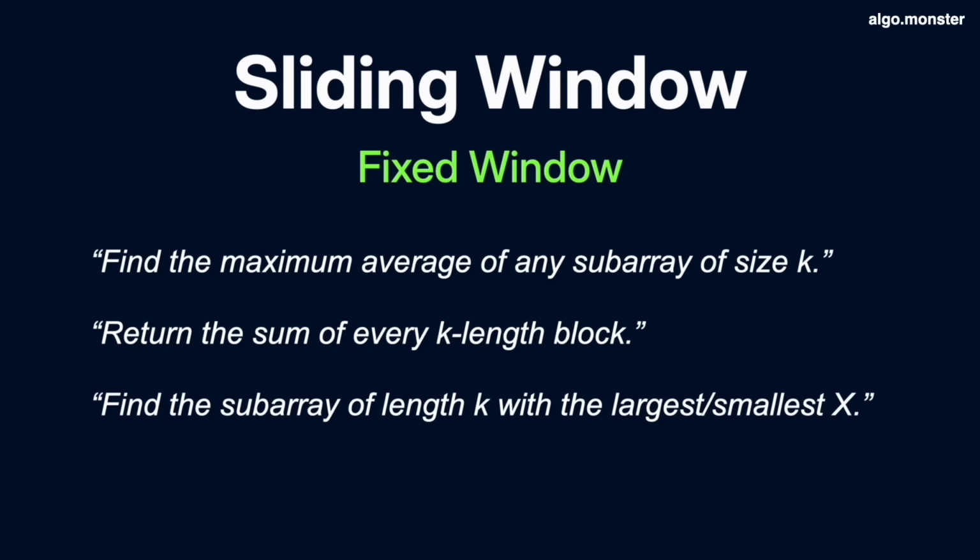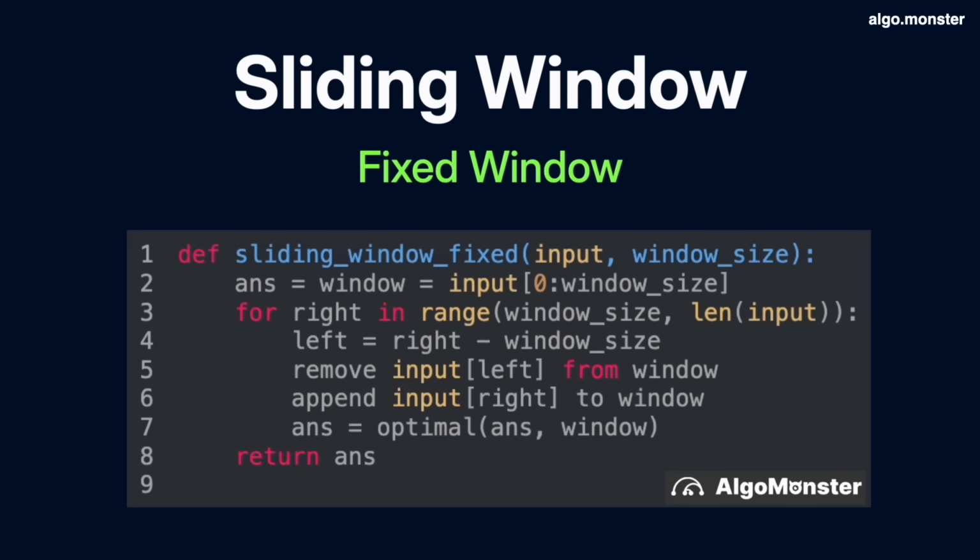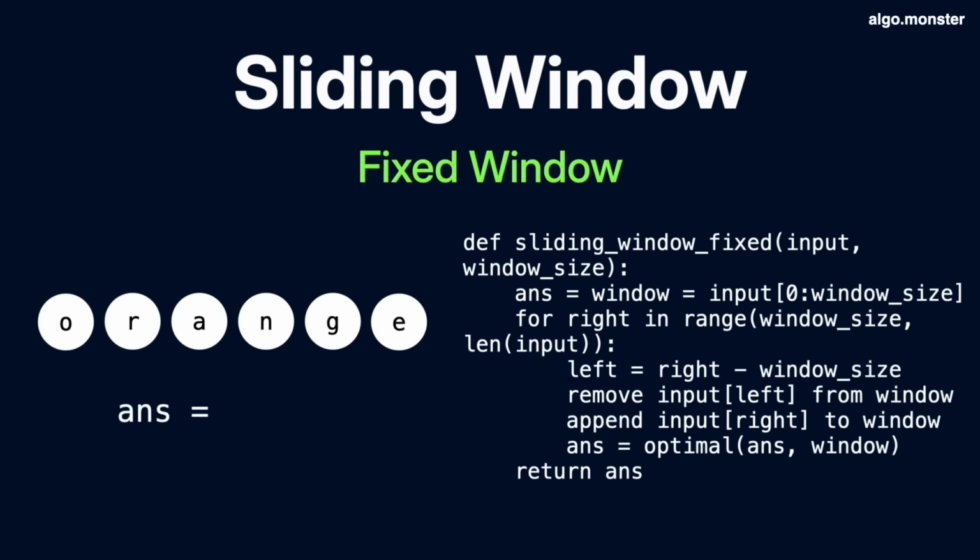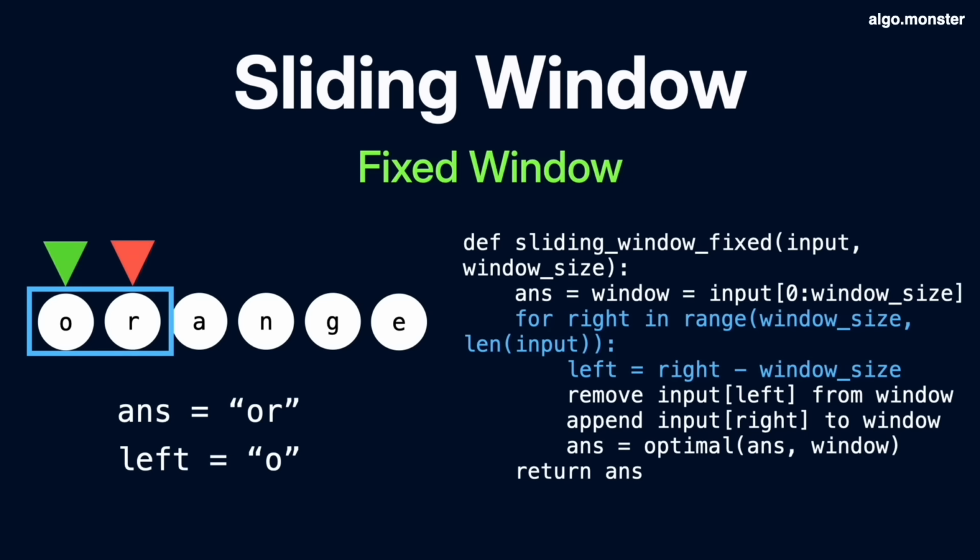The key is that you're maintaining a running window, and at every step, you're updating your result based on the current contents of the window. Now, let's walk through the code template you'll see over and over. This is the template. Now, let's break it down a bit. We start by grabbing the first window size elements as our initial window. This gives us a valid starting point to build from. Then we loop from window size till the end of the input.